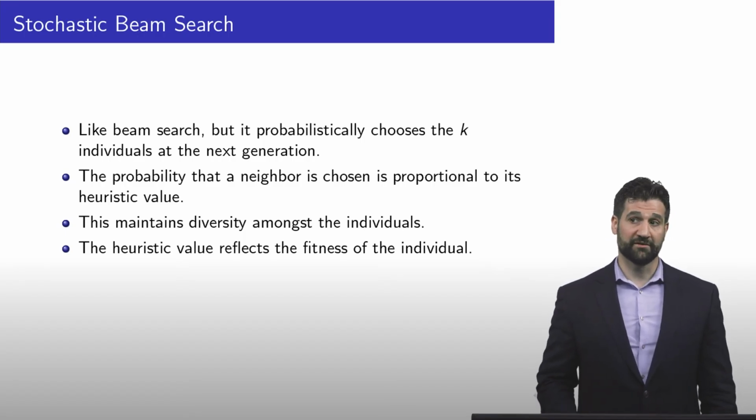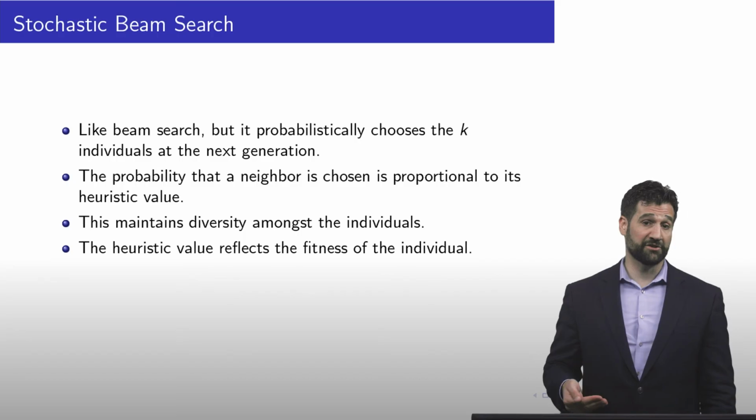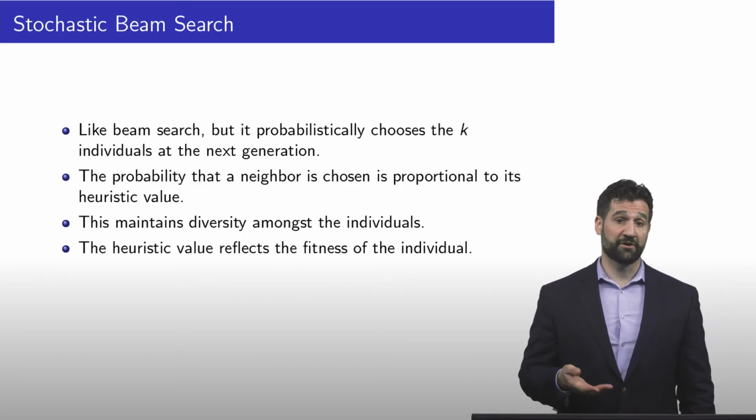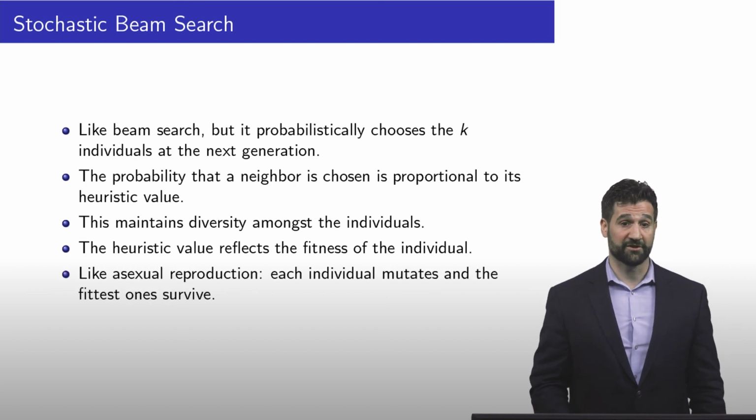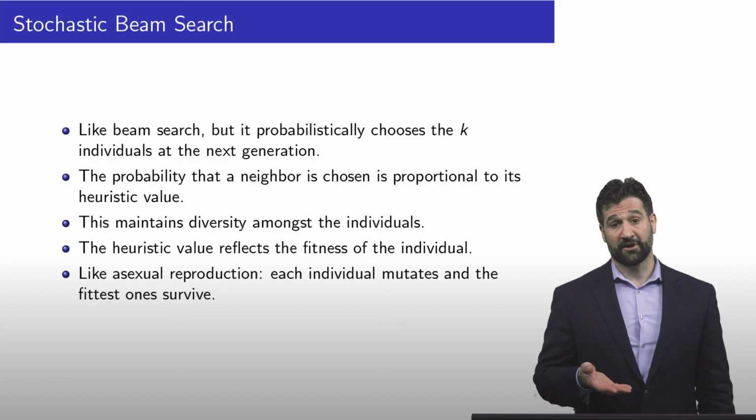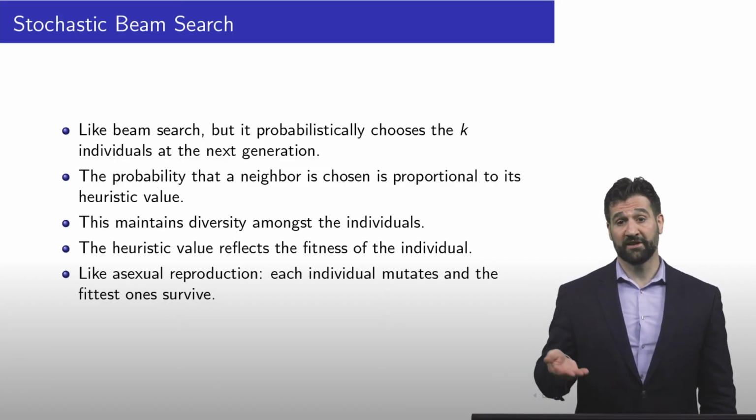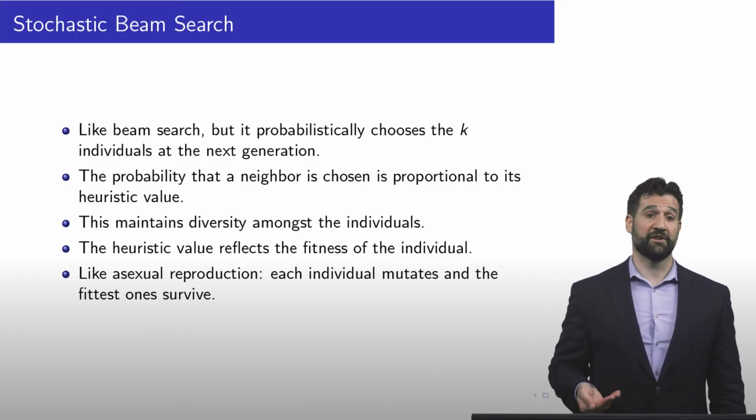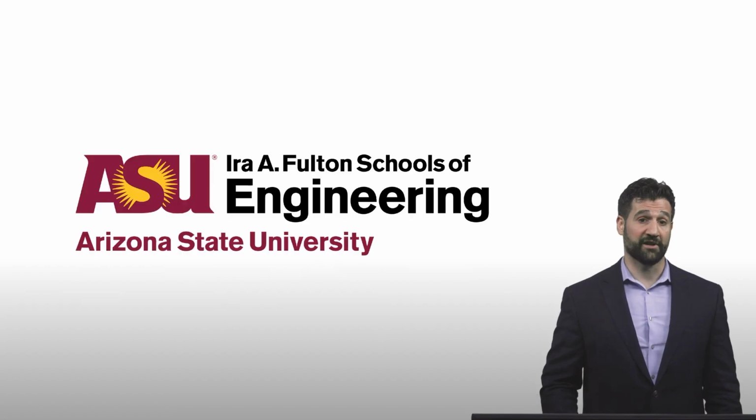And we could think of, using some biology terminology, the heuristic as reflecting the fitness of an individual in the population. So we can think of this like asexual reproduction. Each individual is just mutating over and over as we run the algorithm until the fittest one survives.